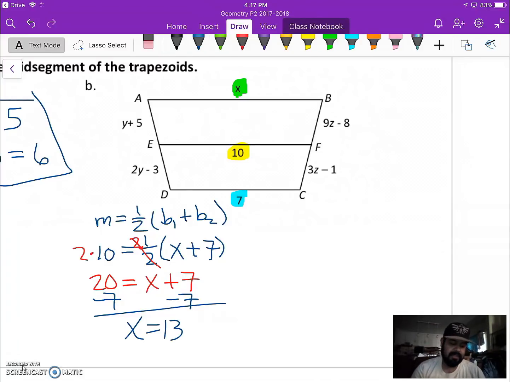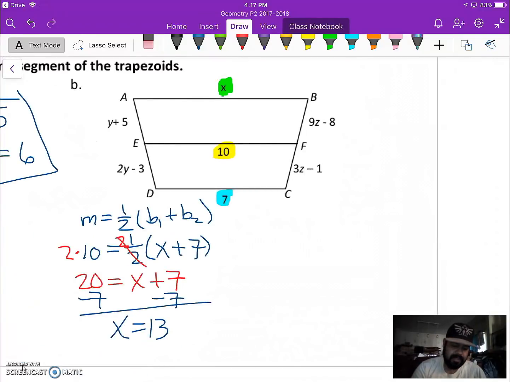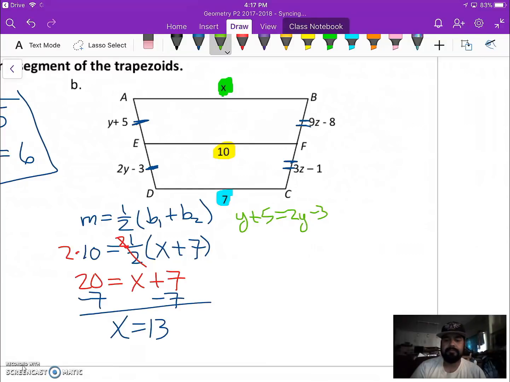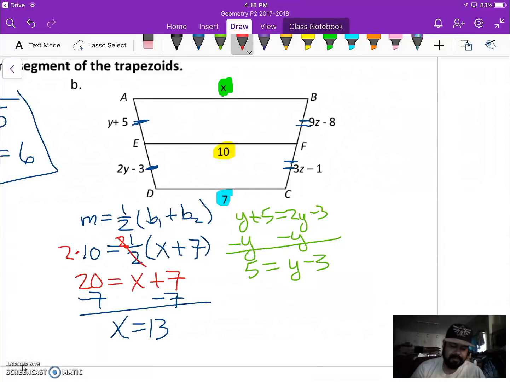Now, let's go ahead and solve for y and z. We know that these two sides are congruent to each other, as well as these two sides being congruent to each other. So solving for y, y plus 5 equals 2y minus 3. So my smaller y is the one on the left, so I'm going to subtract it over. 5 is equal to y minus 3. We're going to add that 3 over to both sides. And so we get y equals 8.